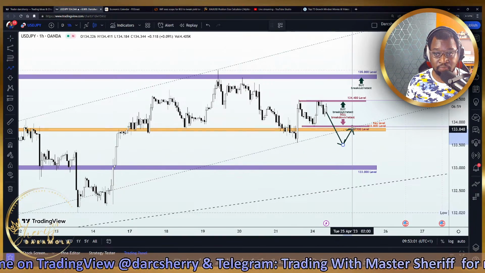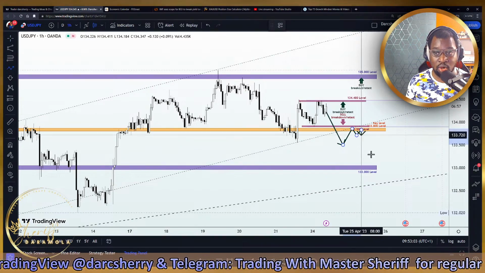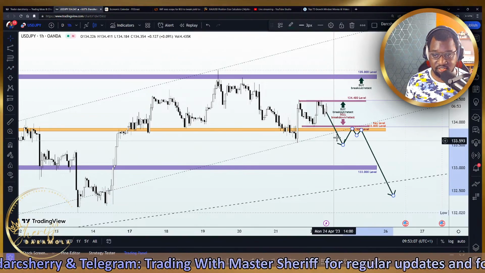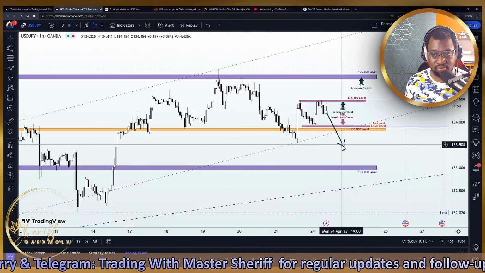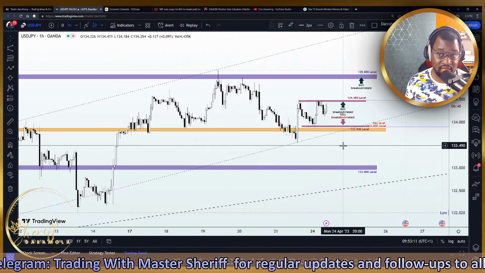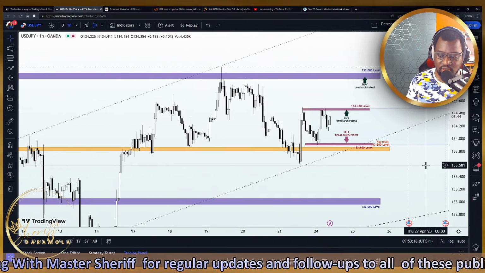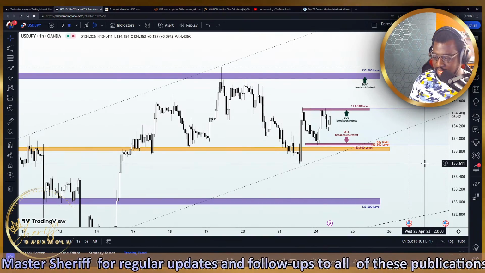For the selling pressure below the structure will definitely welcome more opportunities to add more position to our existing trade. So that is how we are going to be selling the USDJPY today if price action breaks down that structure. So it's on this note I want to call it a day.